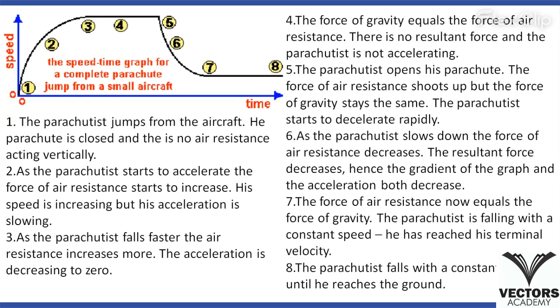The force of air resistance is now equal to the force of gravity. The parachutist is falling with a constant speed. This is also called terminal velocity. The parachutist falls with a constant speed until he reaches the ground.